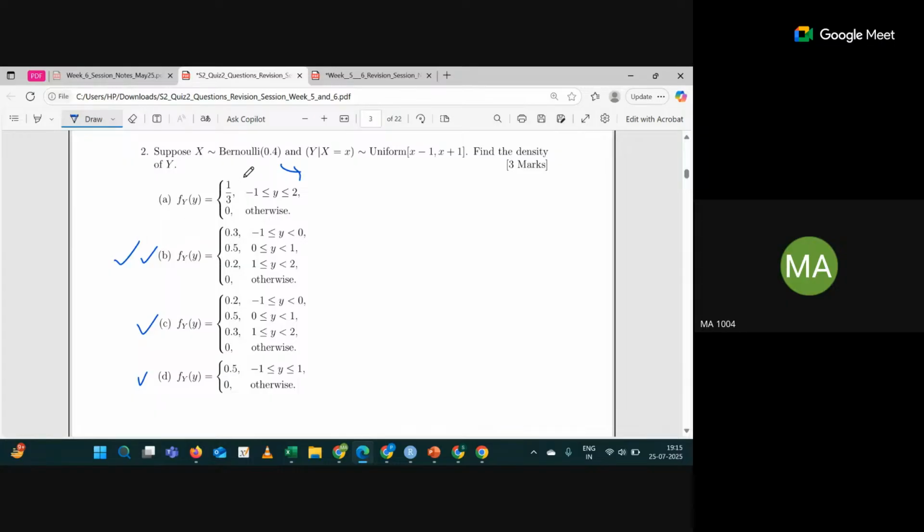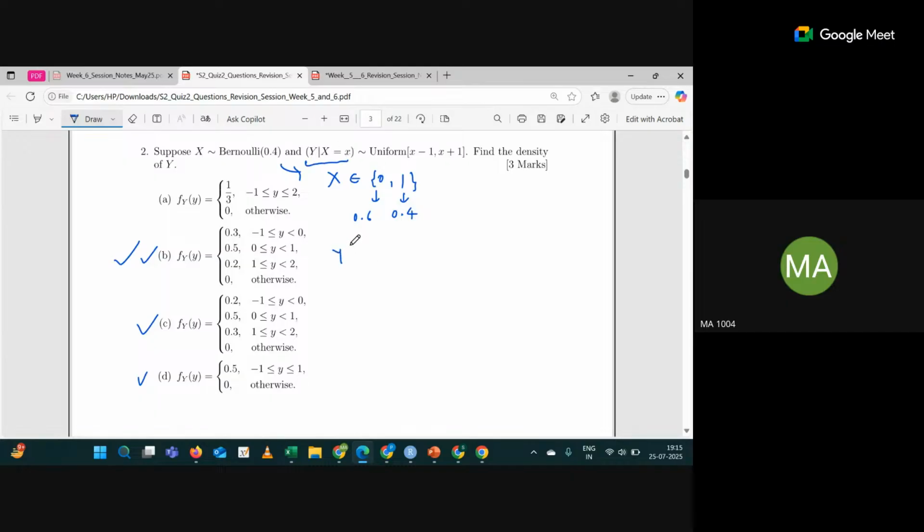So here x is Bernoulli(0.4), right? This means x is discrete. What are the possible values x will take? It's 0 and 1 because this is a Bernoulli. It will take value 1 with probability 0.4 and value 0 with probability 0.6. So far so good. Yes, sir.